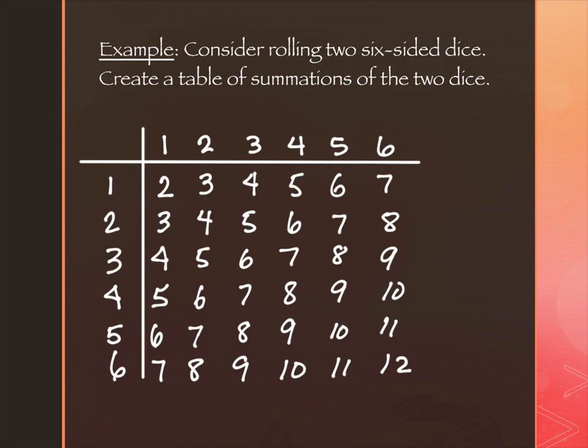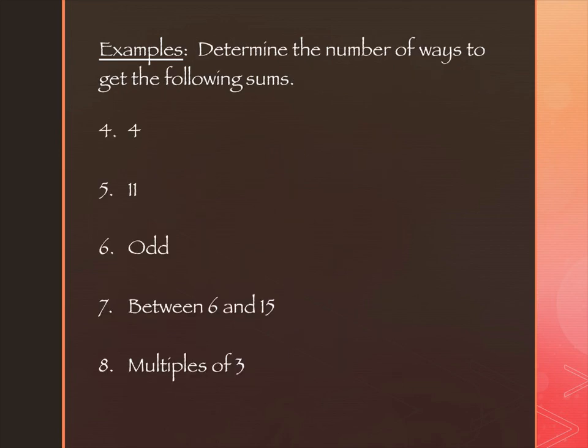So taking a look at the next page, we're going to answer some questions. It says, determine the number of ways of getting the following sum. The sums are listed here: sum of 4, sum of 11, odds between 6 and 15, and then multiples of 3. What I'm going to do as we answer these is go back to my table and highlight them.